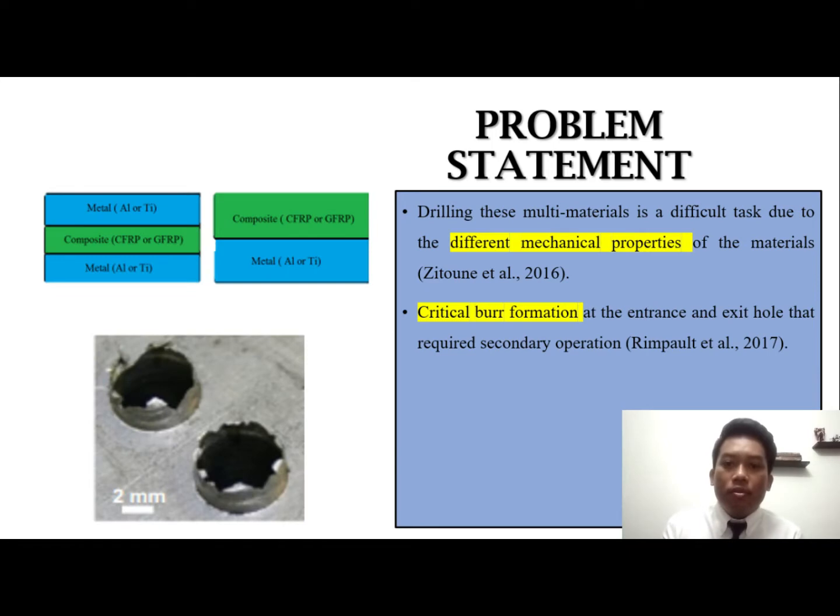There are two main problems while drilling this stack up of material. First, it has different material properties for CFRP and aluminium that make the drilling process hard. And also the drilling process of this stack up material will produce critical bore formation that is not acceptable in the aerospace industry, which highlights the importance of precise machining procedure.